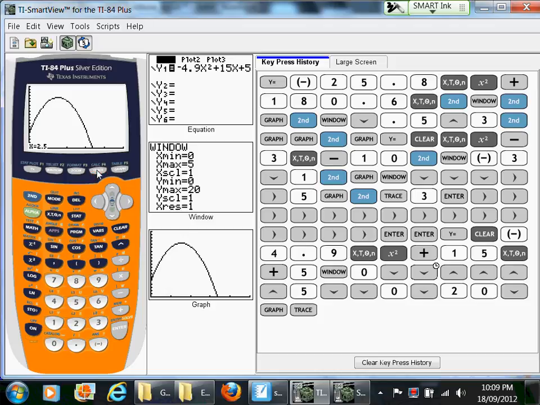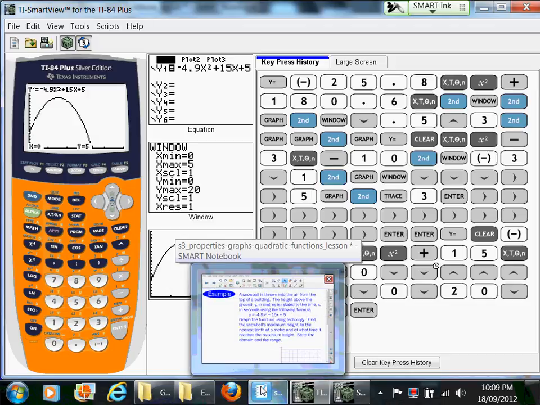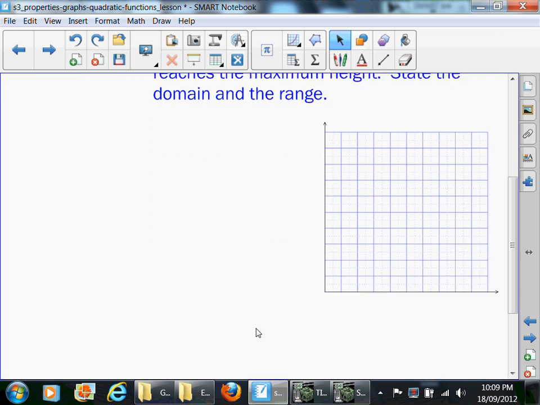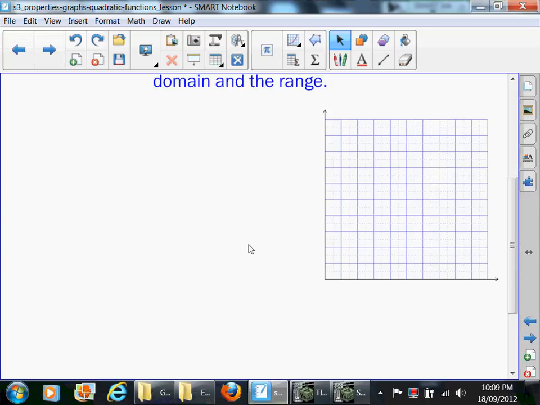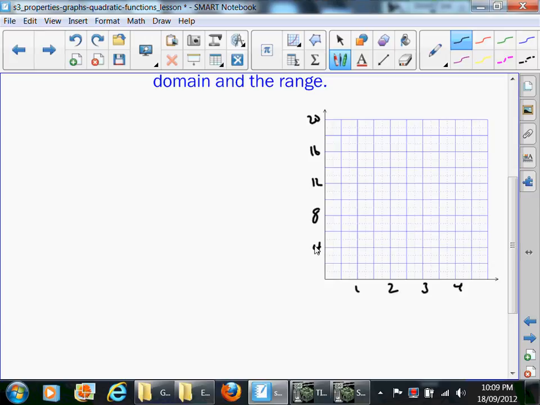And I know that I should know this point. If I don't, I can hit trace, and I can type in 0 here. It's going to tell me that's 0, 5. So it's going to start at 5. Okay? So if I go back here, I know that I'm going up to 20. So this is 4, 8, 12, 16, 20, and my x values can go up to 5, we said. So that's 1, 2, 3, 4, 5. So 5 would be right here.